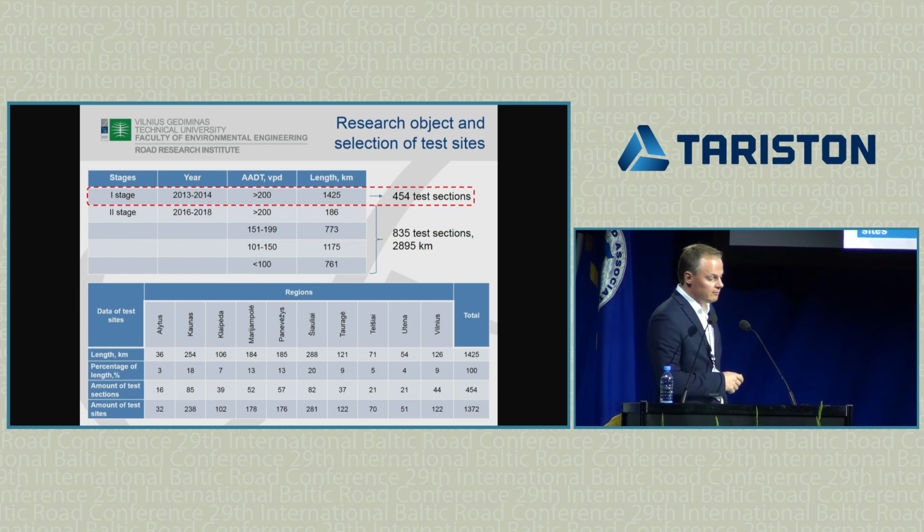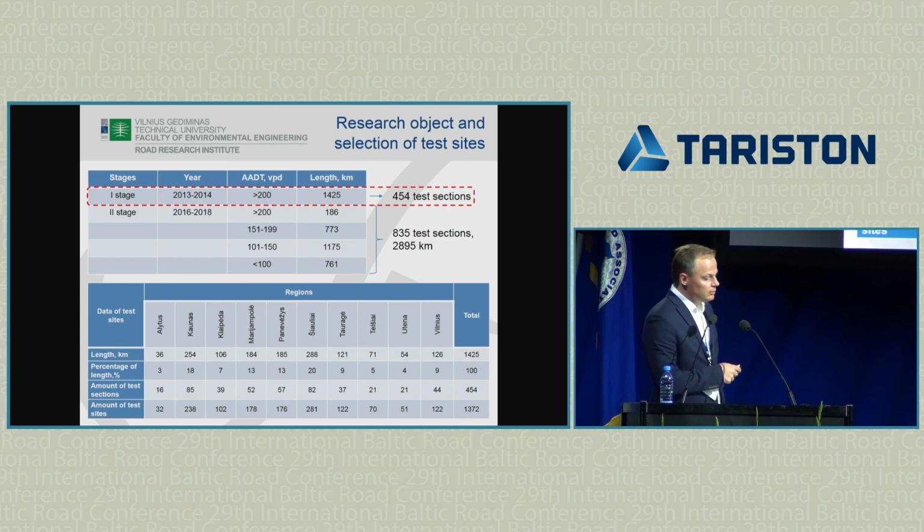And you can see that over the two years, from 2014 till 2016, we got new sections with traffic flow of more than 200. So 186 new sections with such traffic flow. That means that traffic flow increases every year, and even on low volume roads it has increased.